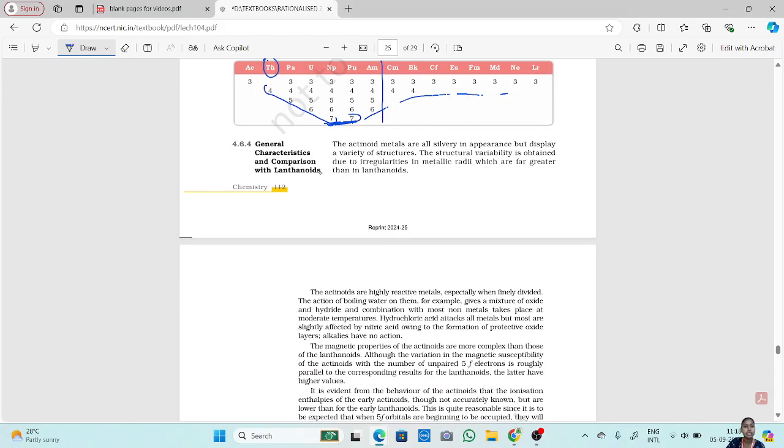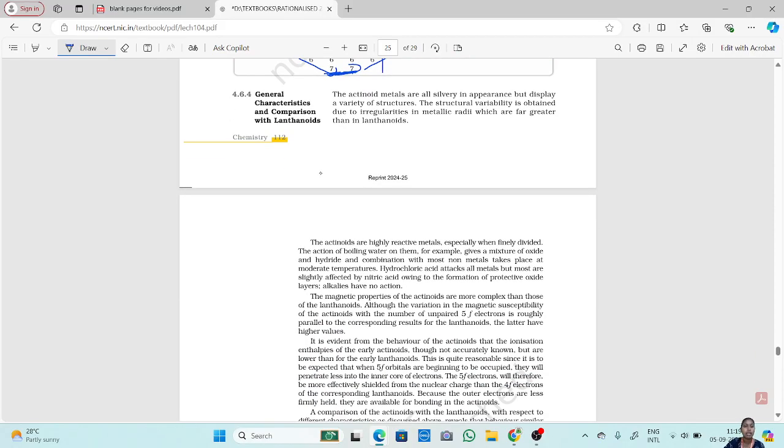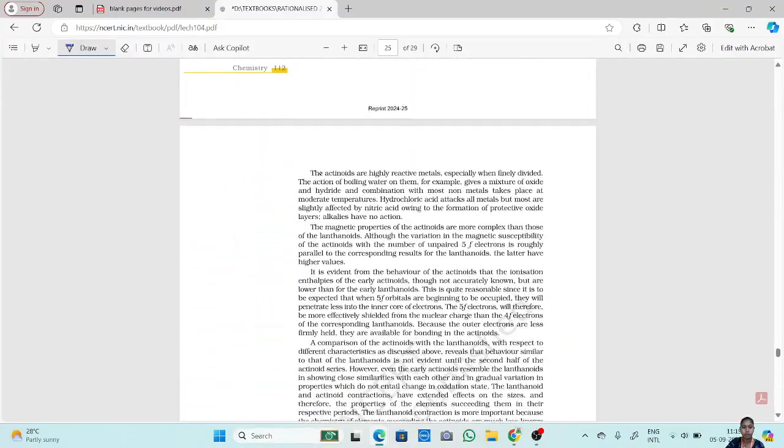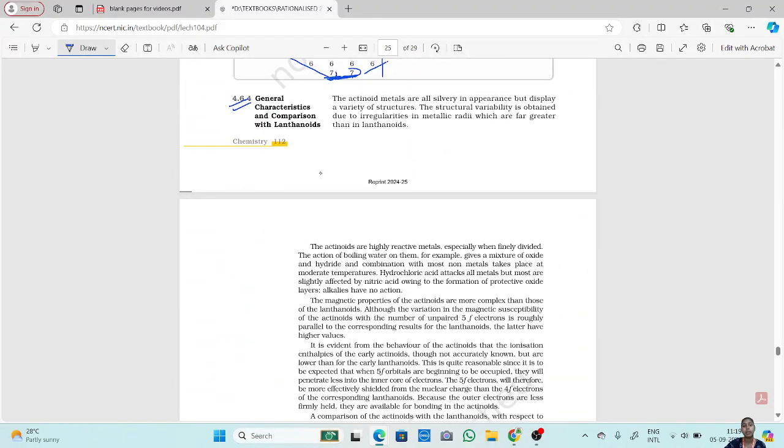Now next is the general characteristics and comparison with lanthanoids. Let's compare these elements with lanthanoids. The actinoid metals are silvery in appearance but display a variety of structures. The structural variability is due to irregularities in metallic radii, which are far greater than in lanthanoids.